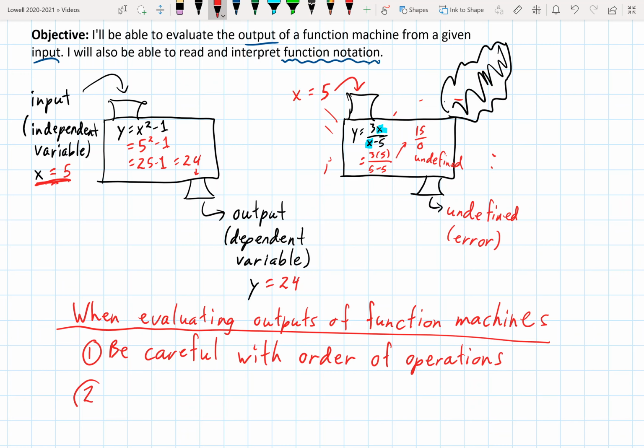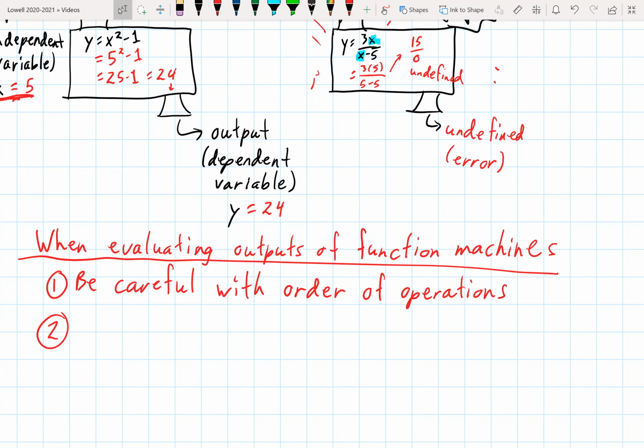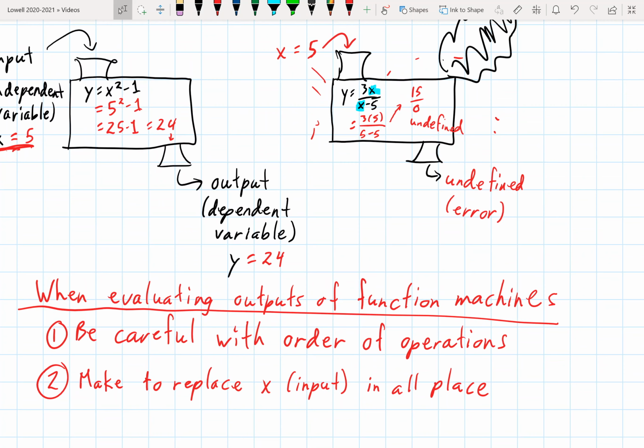And the second thing to be careful of, going back to what we did in the previous one, where this one had x in two places: we want to be really, really careful to replace x, or the input, in all places. That made more sense in my head. But just make sure you replace all the x's with 5 in that previous example. Okay, so just be really careful there.